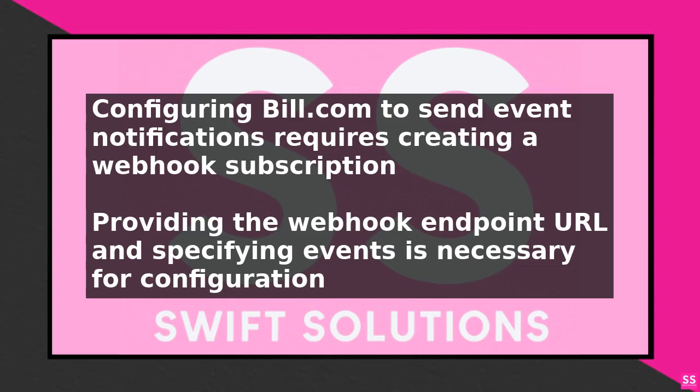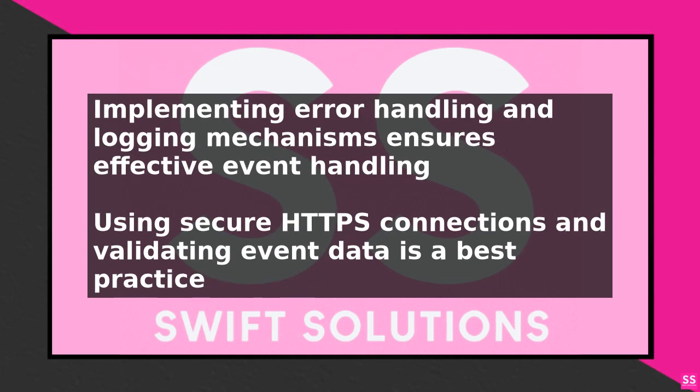Best practices for managing Bill.com API events include using secure HTTPS connections, validating event data, and implementing retry mechanisms for failed event processing. You should also monitor your webhook endpoint for performance issues and optimize it for scalability.